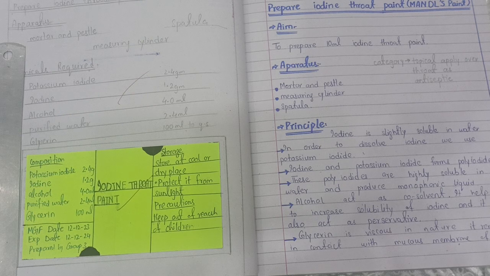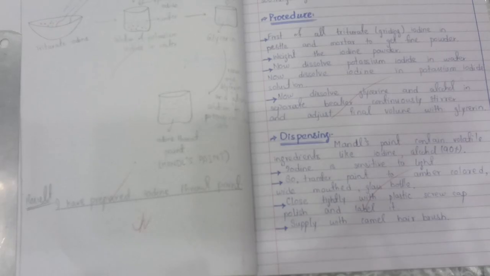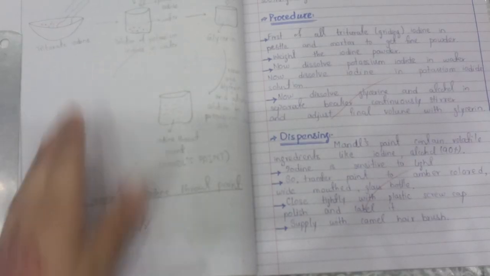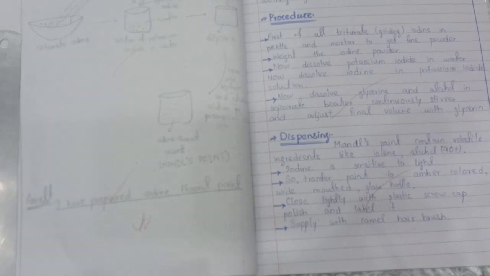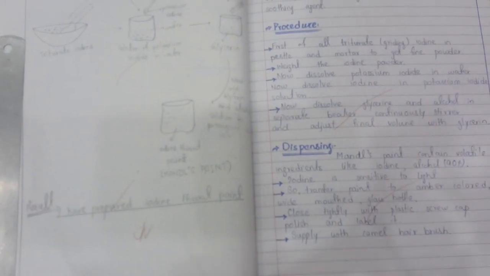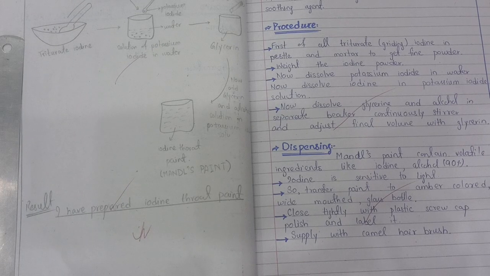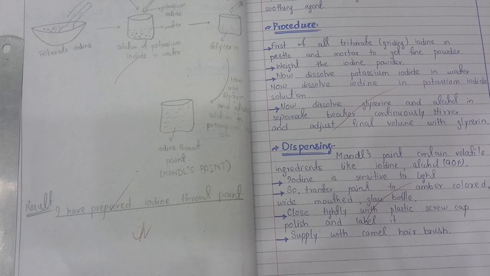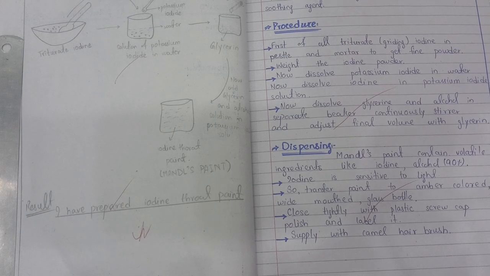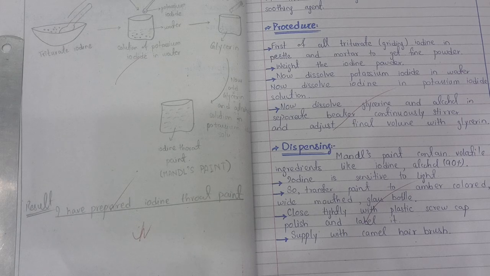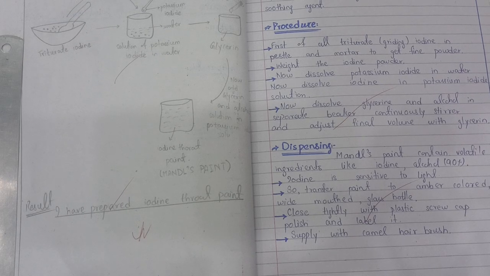easily swallow our food. Here I have made a diagram of how to prepare it. You can see it: first we triturate the iodine, then we add the potassium iodide in it, add alcohol and glycerine, and then we stir it and we get our iodine throat paint.